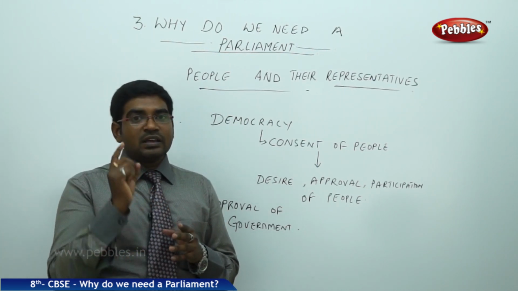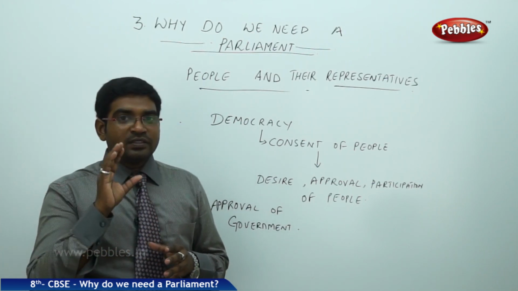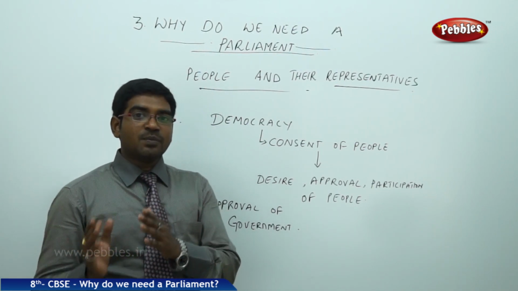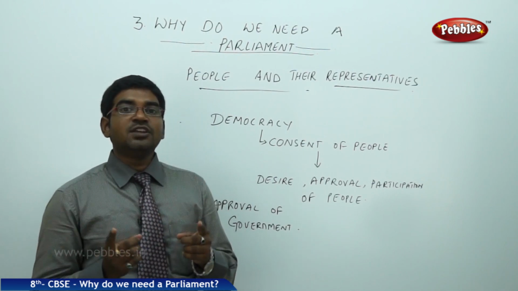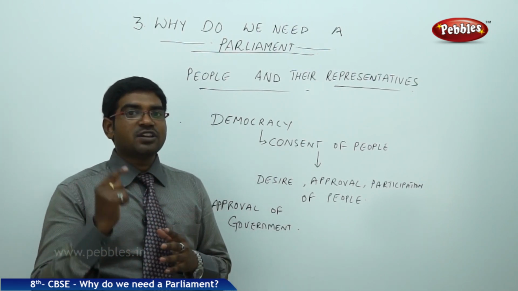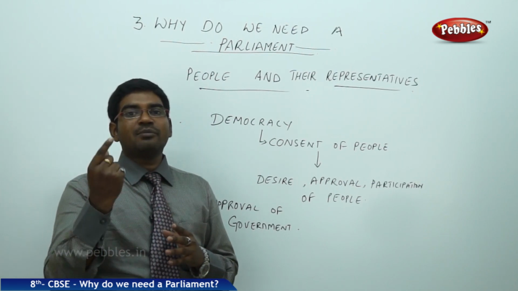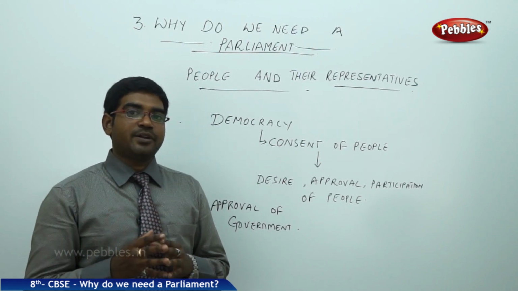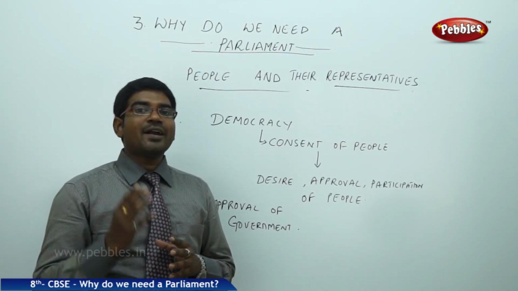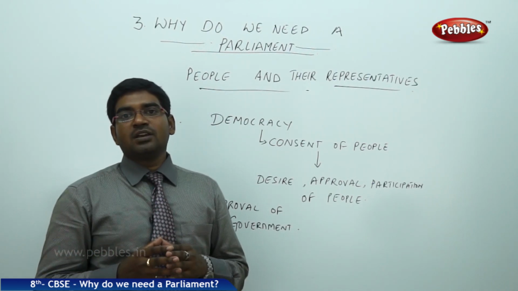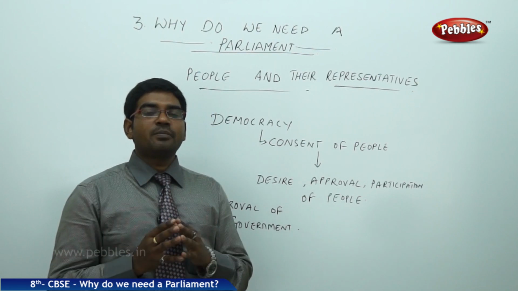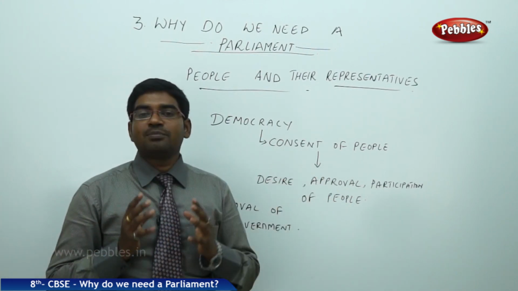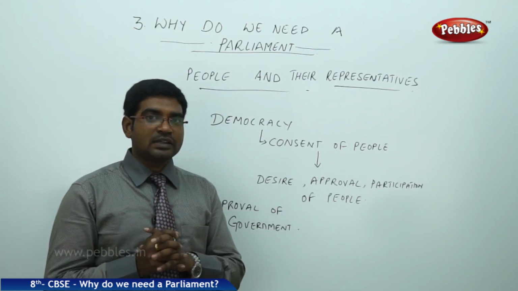So people elect their representatives. These people's representatives elect the members of the other house, that is Rajya Sabha. People's representatives are in Lok Sabha. These two houses together approve the functioning of the government, approve the bills to become acts of the government, approve the spending of the government, question the working of the government, and bring up the drawbacks of the laws which are passed by the government. So people directly control the government through their representatives. That is why people and their representatives play a very vital role in a democratic form of government.